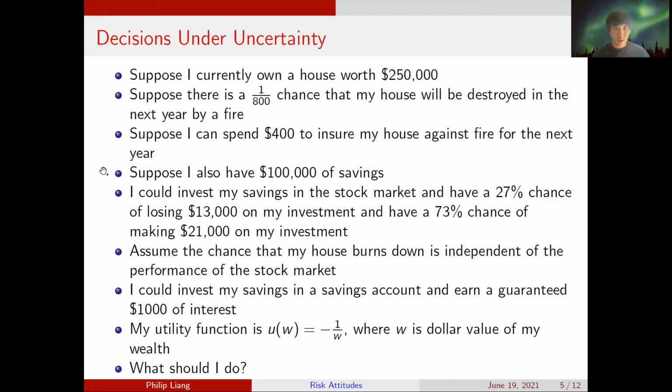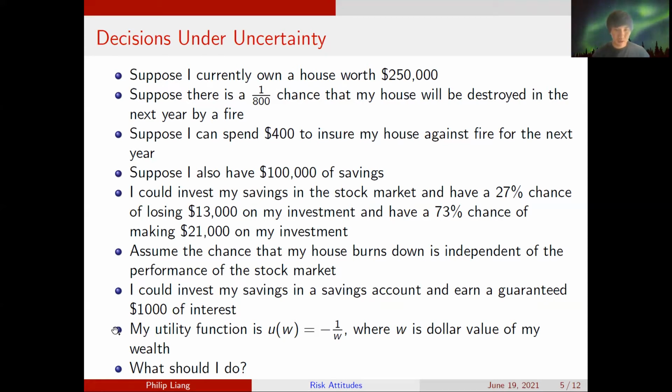I'm also going to have $100,000 of savings. Now I have two options for those savings. I could either invest them in the stock market, which gives me a 27% chance of losing $13,000 and a 73% chance of making $21,000. And here I'm going to assume that the chance of my house burning down is independent of stock market performance. The other thing I could do with my savings is invest them in a savings account. This will earn me a guaranteed $1,000 of interest.